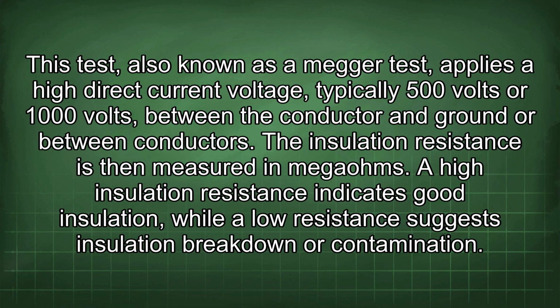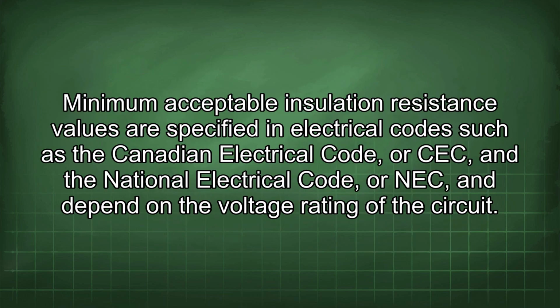A high insulation resistance indicates good insulation, while a low resistance suggests insulation breakdown or contamination. Minimum acceptable insulation resistance values are specified in electrical codes such as the Canadian Electrical Code, or CEC, and the National Electrical Code, or NEC, and depend on the voltage rating of the circuit.